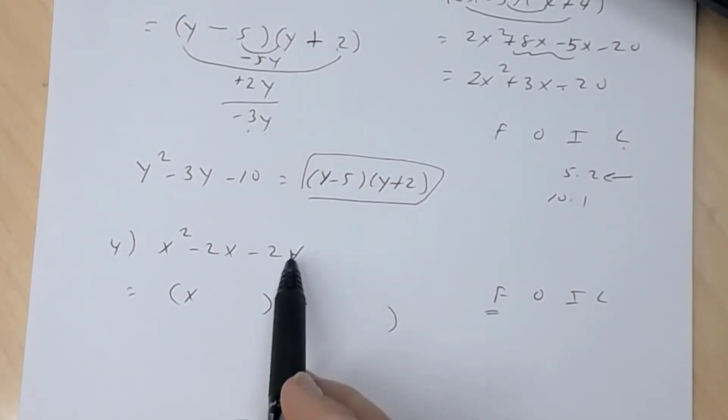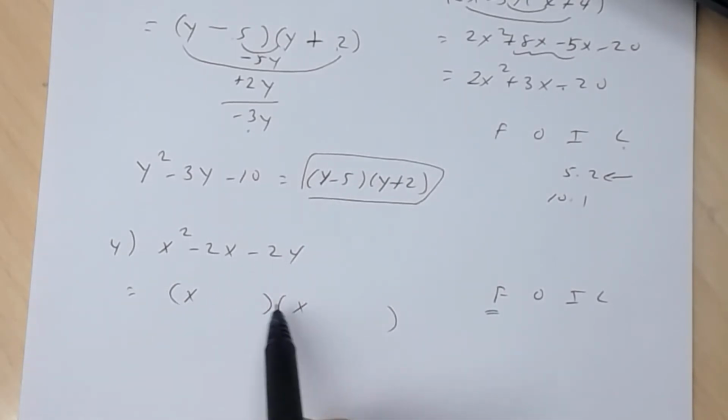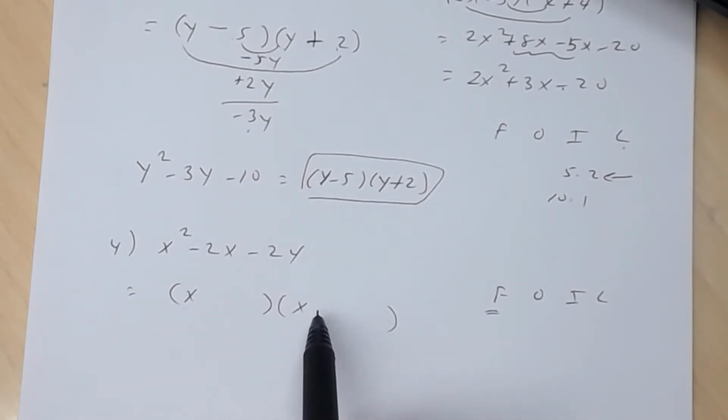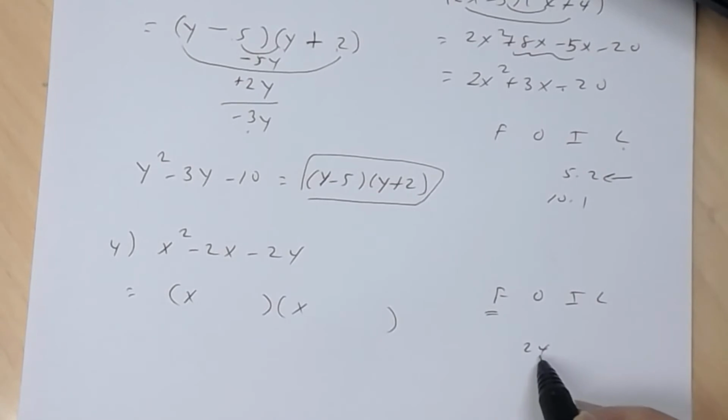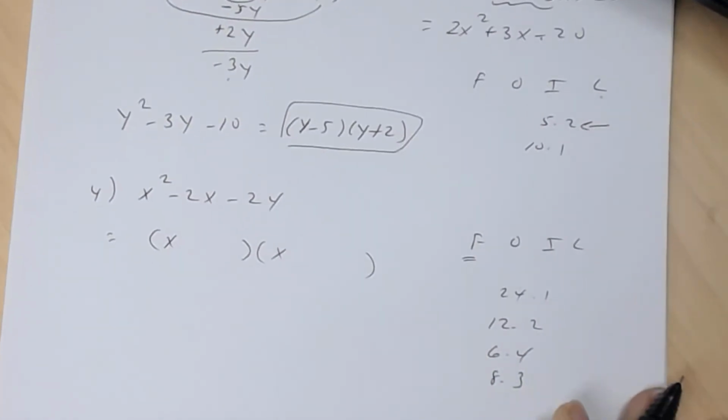All right, now remember this is a negative, so it means that the signs in here are going to be different. One's going to be positive, one's going to be negative. So let's just deal with that at the end. So let's look at 24 first. The two factors whose product is 24 will be 24 times 1, 12 times 2, 6 times 4, 8 times 3, and that should be about it, I think.